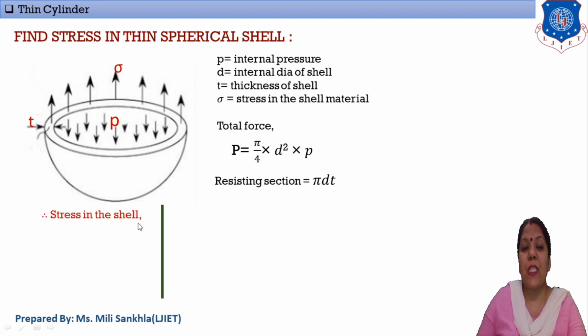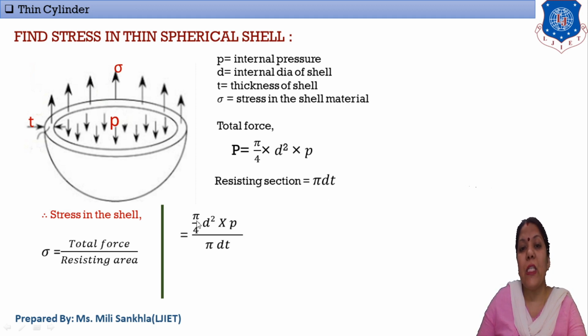Now next, stress in the cell, that means our sigma. Sigma is equal to total force divided by resisting area. We have found total force and resisting area also. Okay, now P multiplied by area pi by 4 d square, divided by pi d t. This is our resisting area. Okay, now next, sigma, if we cancel numerator and denominator, the answer is equal to PD by 4t. In a spherical vessel only one stress acts and this stress is equal to PD by 4t because only one dimension is there.